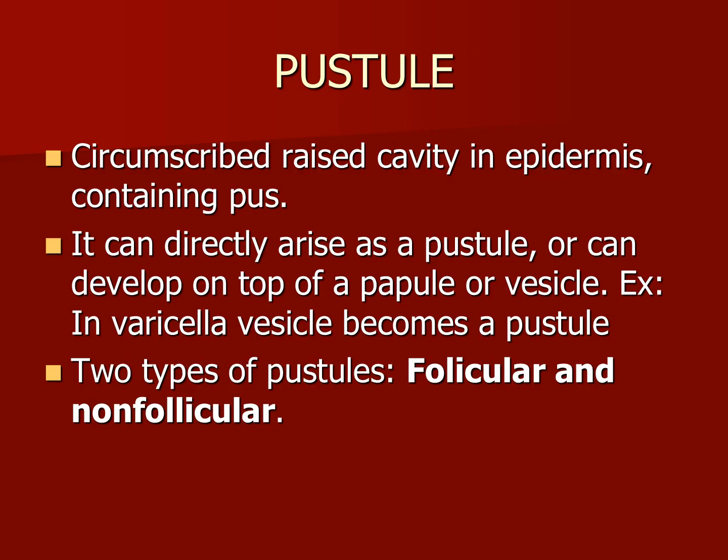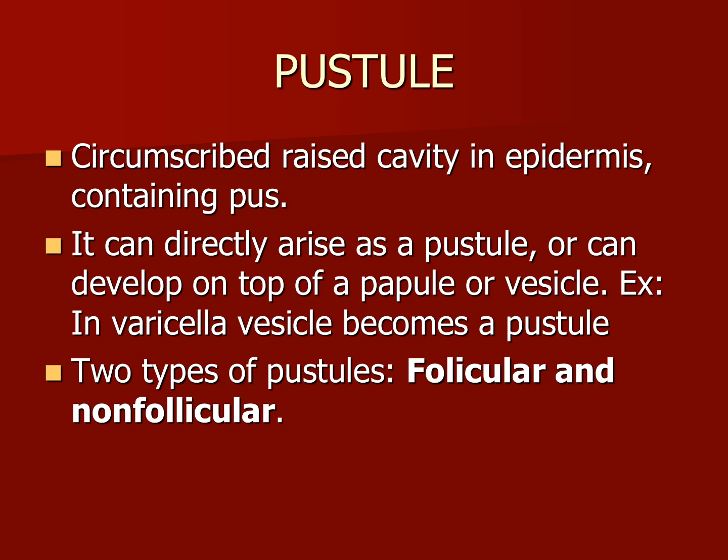It is pustula, a circumscribed raised cavity in epidermis containing pus. So, all elements with pus are named pustula. It can directly arise as a pustula or can develop on top of papule or vesicle, in case of attached secondary infections. For example, in varicella, vesicle becomes a pustula.